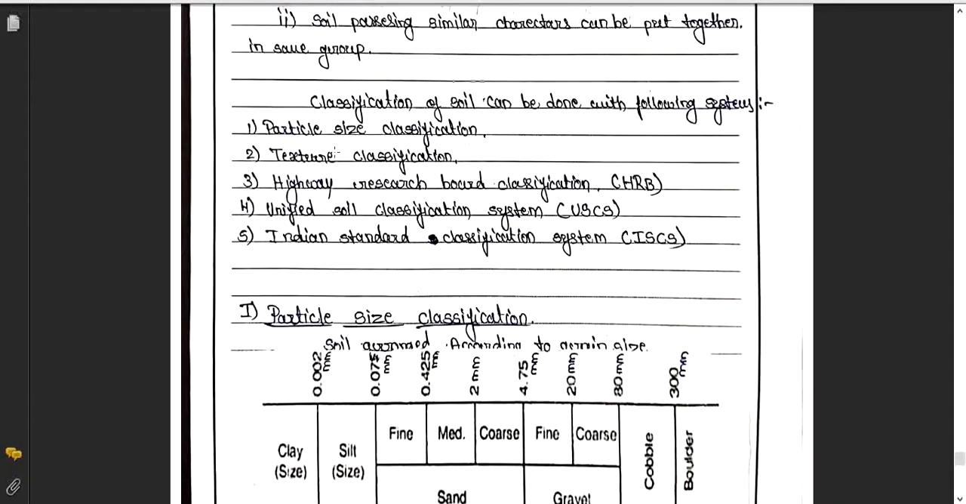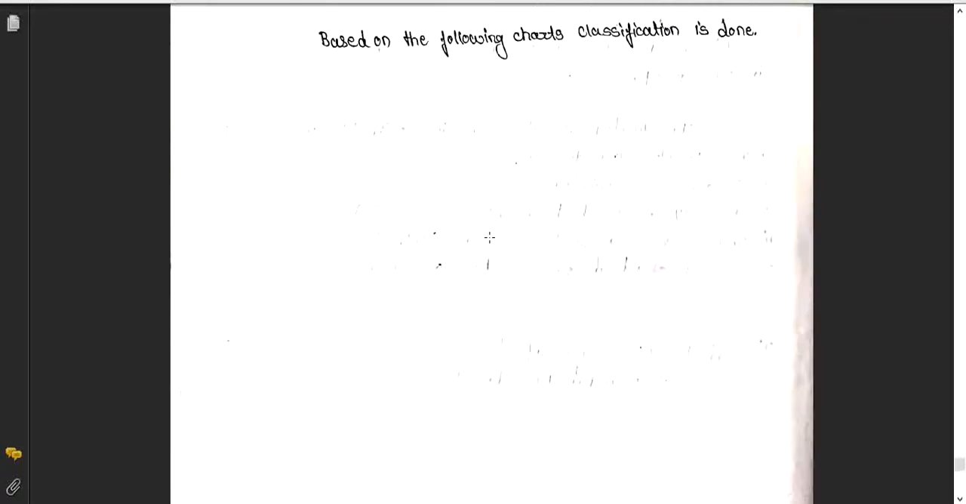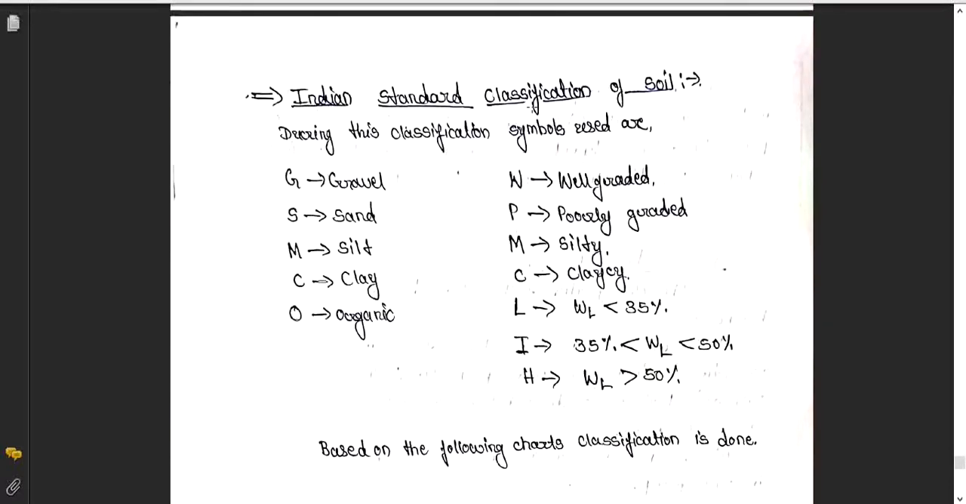there are various systems of classification of soil. In that, today we are going to study the Indian Standard Classification of Soil system. In this we are using various symbols. Capital G stands for gravel, capital S stands for sand, capital M stands for silt, capital C stands for clay, and O stands for organic.